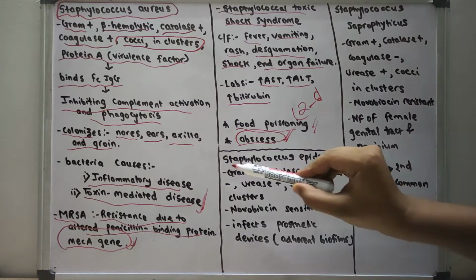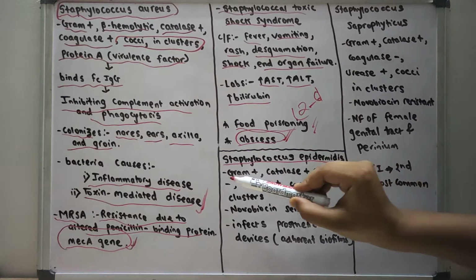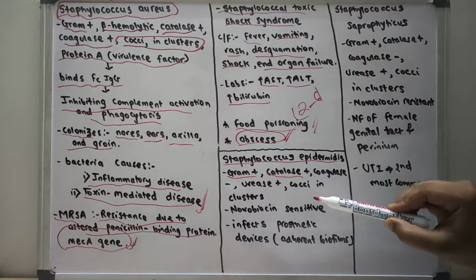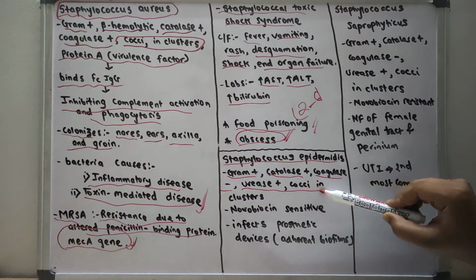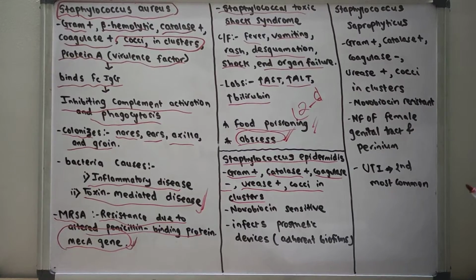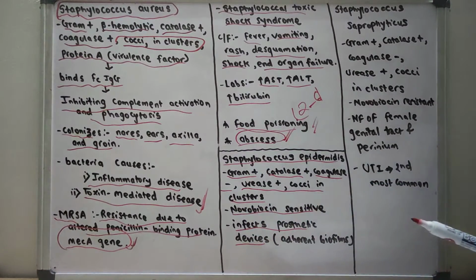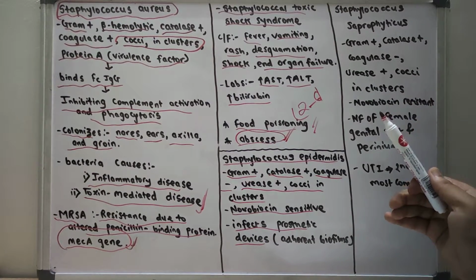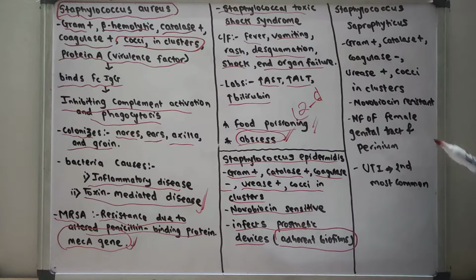Now let us move towards Staphylococcus epidermidis. Staphylococcus epidermidis is gram positive, catalase positive, coagulase negative, but urease positive cocci in clusters. It is novobiocin sensitive and it infects prosthetic devices. Staphylococcus epidermidis produces adherent biofilms which infect the prosthetic devices. The prosthetic devices could be hip implants, heart valves, and IV catheters.